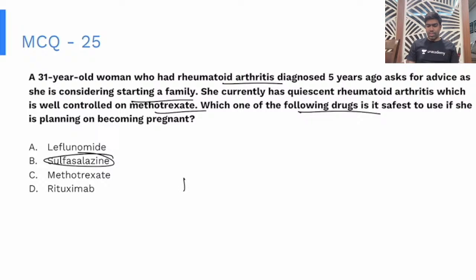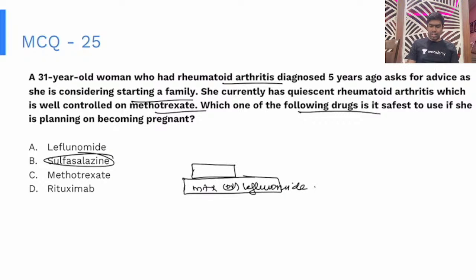If you look at the treatment of rheumatoid arthritis, the baseline therapy will be either methotrexate or leflunomide. Any one of these drugs is what I'm going to use. On top of that, if the disease is not controlled, I can use sulfasalazine and I can use hydroxychloroquine. Often the combination of methotrexate, sulfasalazine and hydroxychloroquine is what we call triple therapy. In most patients we will be using triple therapy, honestly.